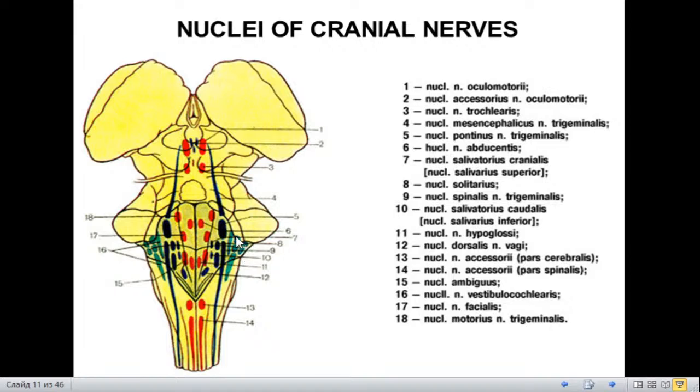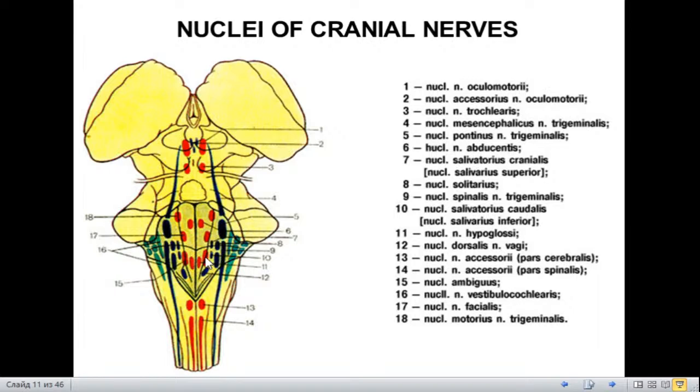Eighth cranial nerve, vestibulocochlear, has two parts, vestibular and cochlear part, and there are four vestibular nuclei. Due to topography, they are known as superior, inferior, medial, and lateral. Eponyms, you know them: Bechterew, Schwalbe, Roller, and Deiters. And the cochlear part has two nuclei, dorsal and ventral cochlear nuclei.